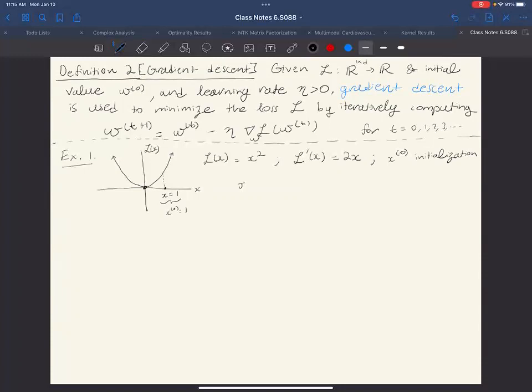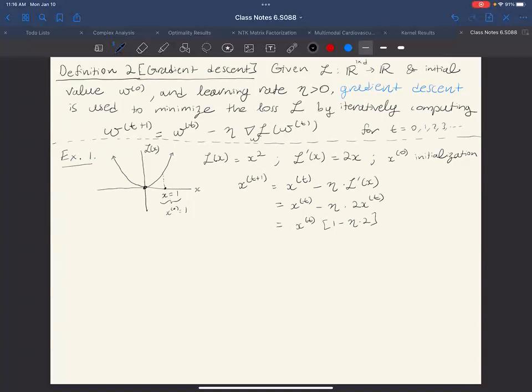Then I'm going to have x at time t plus 1 is x at time t minus some learning rate eta times my derivative, which I just simplify as 2 times x of t. Okay, now I can simplify this a bit further. I just take out x of t. I'm left with 1 minus eta times 2.